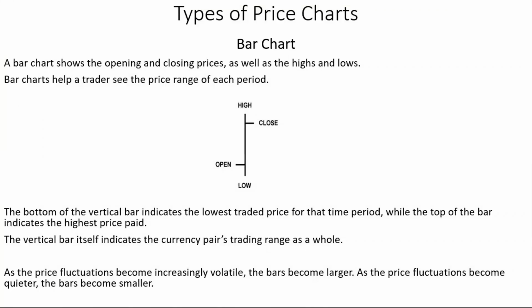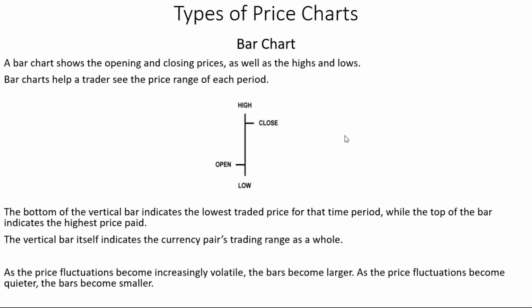Okay, let's look at the bar chart. The bar chart shows the opening and closing prices as well as the highs and the lows of price during a certain period of time. A bar chart helps a trader see the price range of each period. You can see here, price opened here and price closed here. But if this is a 1 hour bar chart, it's telling you during that period, the lowest price was here, the highest price was right here.